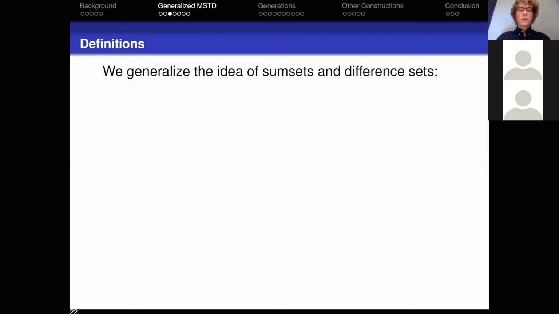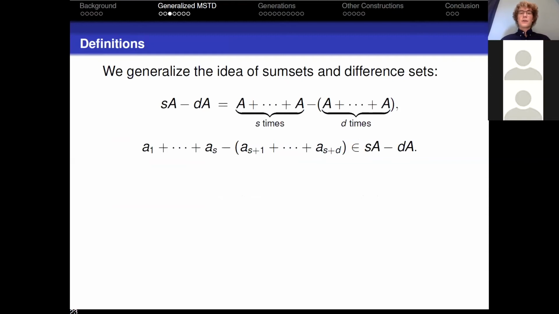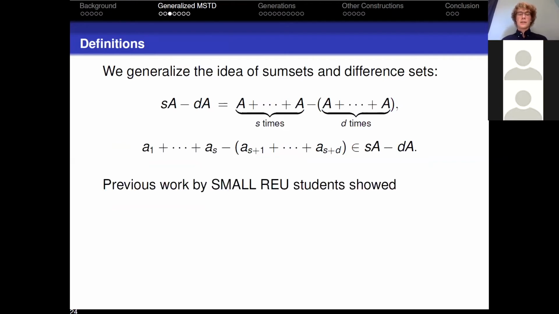So to go a little bit further, we're going to generalize the notion of sum sets and difference sets. Given a pair S and D, we're going to say that SA minus DA is A added to itself S times and then subtracted D times. So an element of this set would look like A1 plus a bunch of A's through A sub S, and then subtracting A sub S plus 1 through A sub S plus D. So this is what these elements look like. We're adding a bunch of elements and then subtracting.